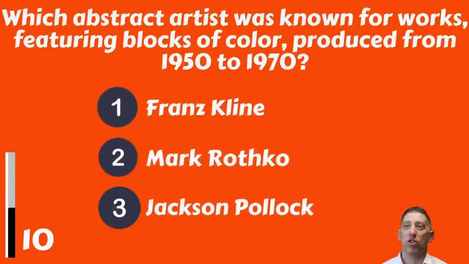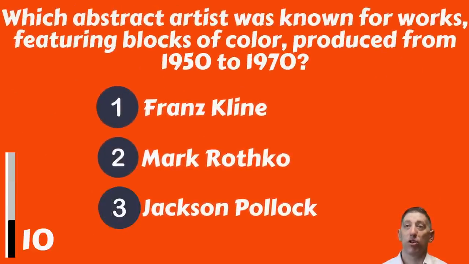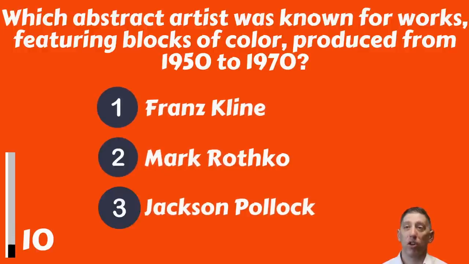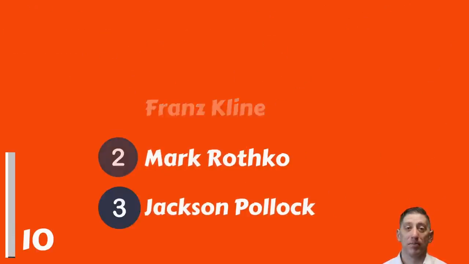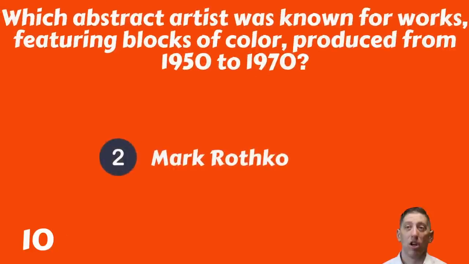Which abstract artist was known for works featuring blocks of color produced from 1950 to 1970? Franz Kline, Mark Rothko, or Jackson Pollock? Mark Rothko.